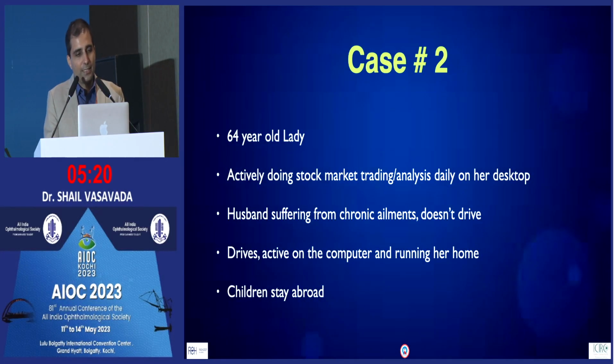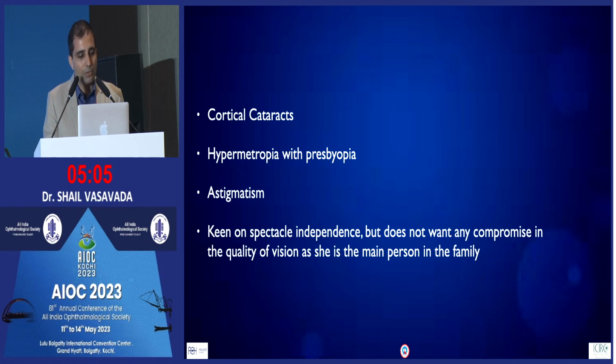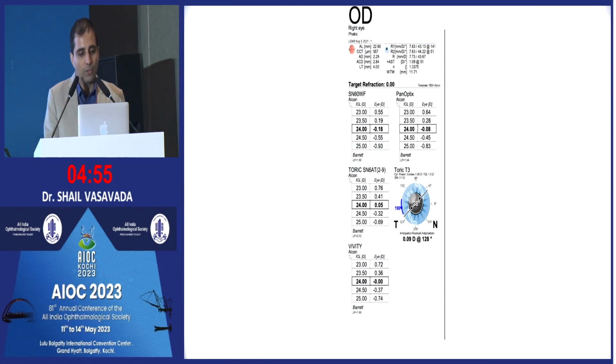Another case of a 64-year-old lady who actively does stock market trading and analysis on her desktop. Very well to do, but children are settled abroad, and her husband is suffering from chronic ailments, almost bedridden, doesn't drive. So she's the main person running the house. Hypermetropia with presbyopia, she's keen on spectacle independence but doesn't want to compromise on quality of her vision because she knows she has to hold the fort at home.